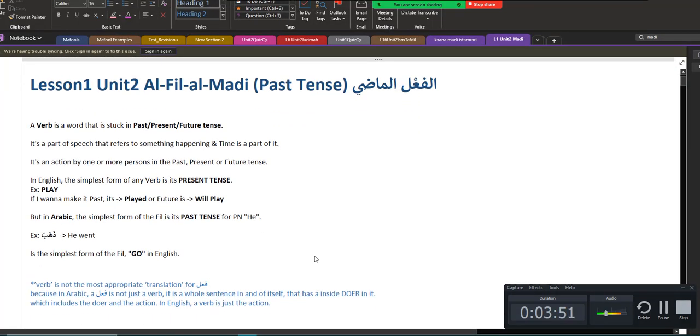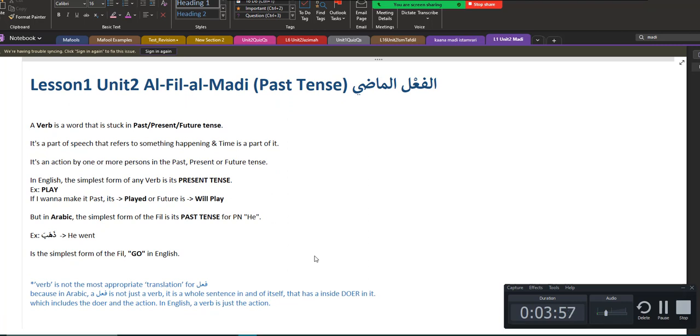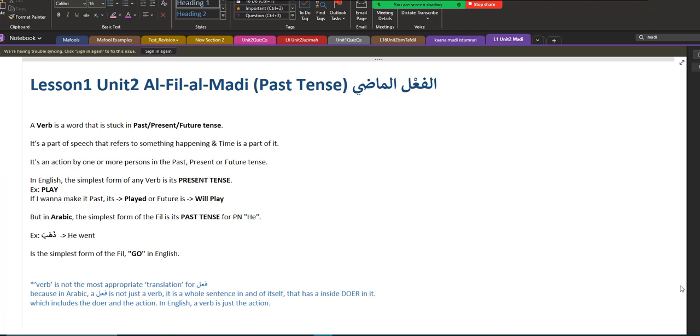A verb is a word that is stuck in present or past or future tense. And it's a part of speech that refers to something happening, and time is a part of it. It is an action by one or more persons in the past, present or future tense. And in English, the simplest form of any verb is its present tense. So in present tense, you say, for example, eat or play. If I want to make it the past tense, I will say played or ate, right? And the future will be will eat or will play.